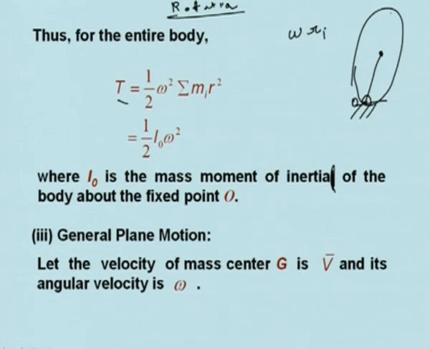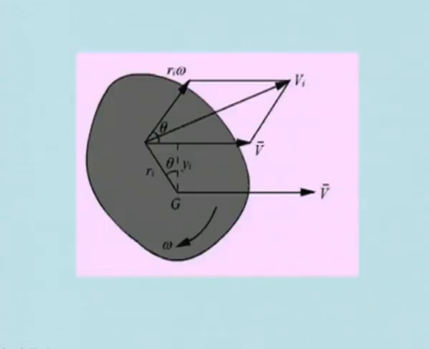Now, we discuss the third case, that is general plane motion. We know that there is Chasles' theorem that motion of a body in a plane can be decomposed into a rotation part and a translation part. So, let the velocity of the mass center G be v and its angular velocity be omega. See this body, it is rotating, and at the same time the mass center G is going with a velocity v bar, as indicated. Any particle on the body, let us say this, is at a distance of ri and is inclined.